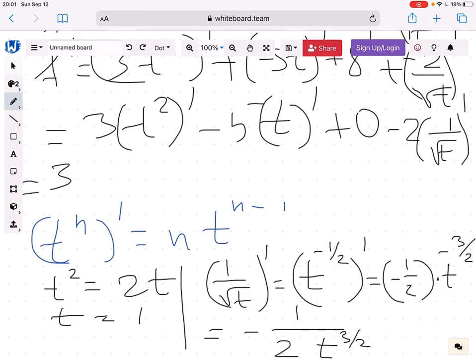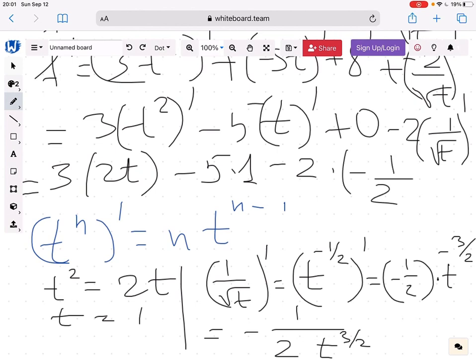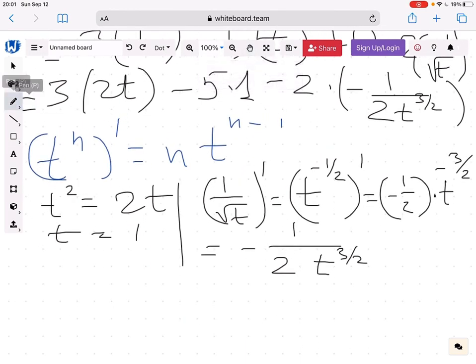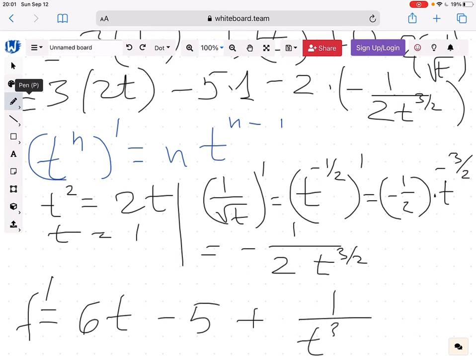Here we get 3 times 2t minus 5 times 1 minus 2 times minus 1/2 t to the power of 3/2. All right? And the only thing left for us to do is to get the terms together. So our f prime becomes 3 times 2, 6t minus 5 plus 1 over t to the power of 3/2. And that's it.